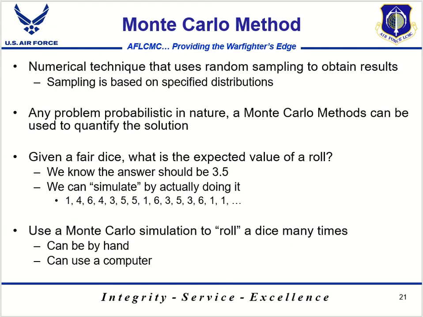So we're going to talk generally about Monte Carlo simulations. This is a technique that uses random sampling of a specified distribution to obtain results. For example, if we're given a fair dice, what's the expected value of a given roll? We know that the answer should be 3.5, but we can prove that either by hand rolling the dice a bunch of times or by using a Monte Carlo simulation to roll the dice a lot more times and a lot more quickly.